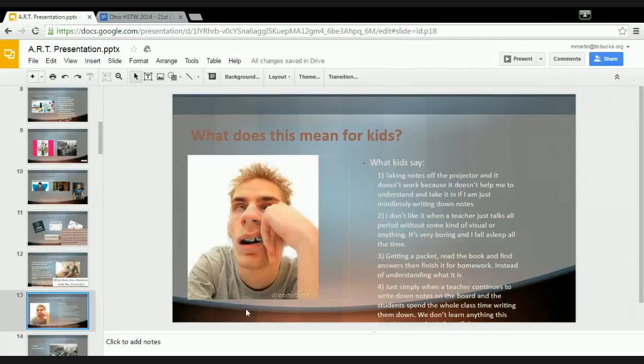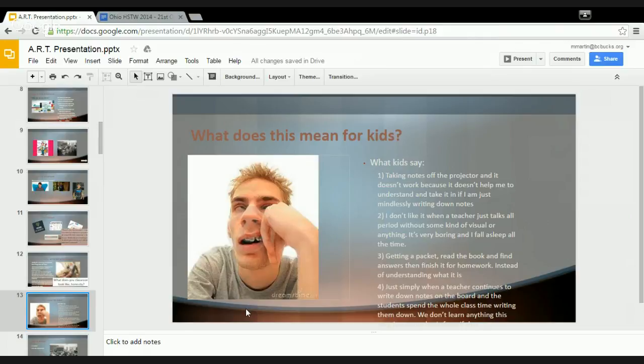So what does this mean for kids? Well, the great thing about kids is this. If you ask kids, they'll tell you. They will be flat out honest. And they'll tell you that the classes they sit in are irrelevant to them as well. Taking notes off the projector doesn't work because it doesn't help them understand. It's mindlessly writing down notes. That's a key word, mindlessly writing down notes, because I'll come back to a word like that later on.